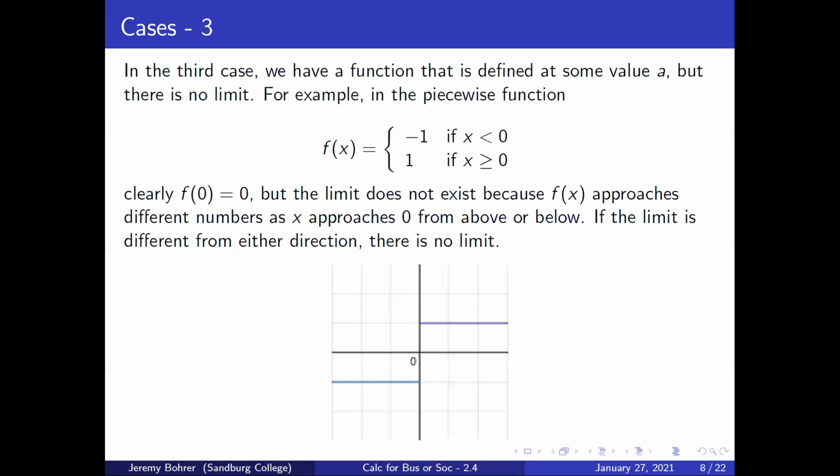However, g of 1 is not defined in the definition of the function, so the function does not exist when x equals 1. In the third case, we have a function that is defined at some value a, but there is no limit. For example, in the piecewise function f of x equals -1 if x is less than 0, and 1 if x is greater than or equal to 0, clearly f of 0 equals 1. But the limit does not exist because f of x approaches different numbers as x approaches 0 from above or below. If the limit is different from either direction, there is no limit.